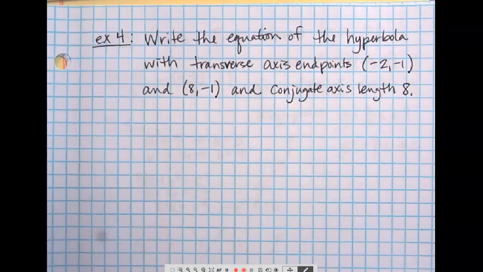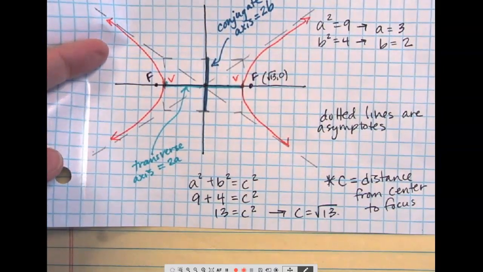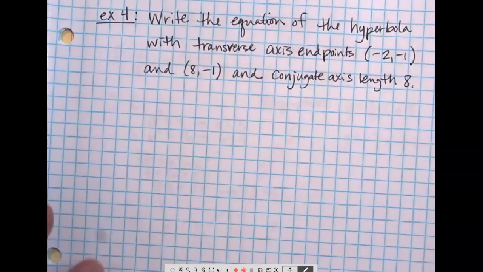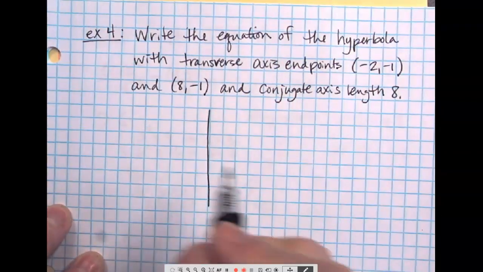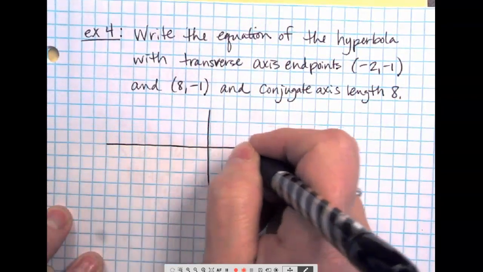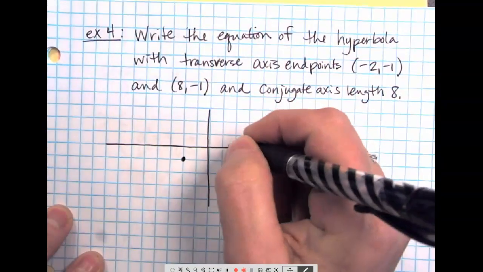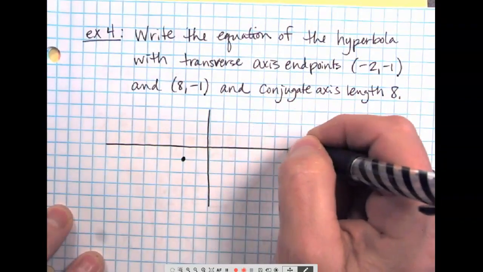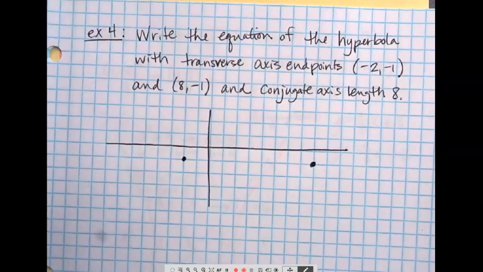Okay, the transverse axis connects the two vertices. So basically these are vertices. And even though it doesn't say to graph it, I'm just going to sketch these to give me a little better visual of what's going on. Okay, -2, -1, and 8, -1. If those are the endpoints of the transverse axis, then these are the vertices.